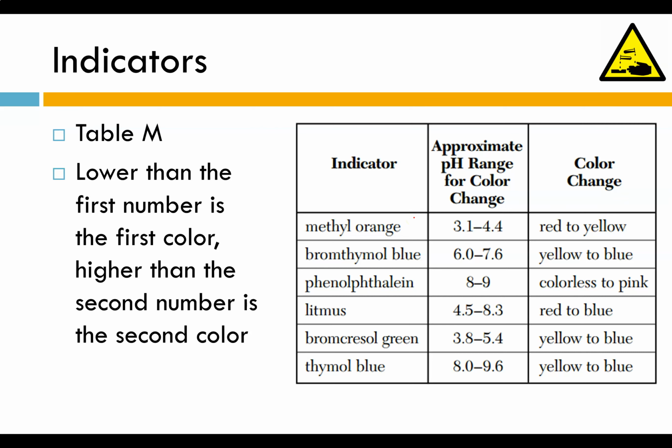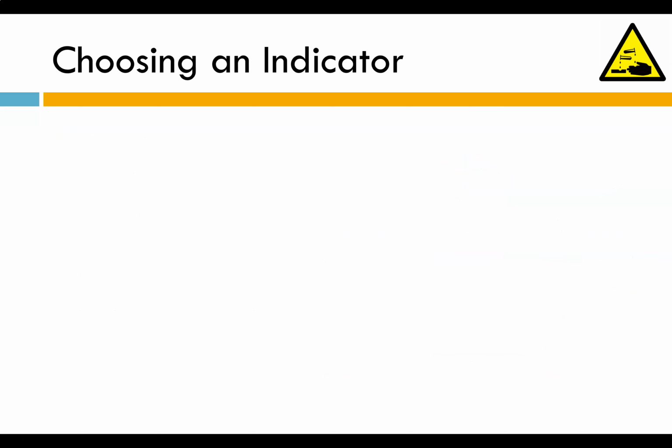So if we looked at something like bromthymol blue, below a pH of 6, bromthymol blue is going to be yellow. Above 7.6, it would be blue. So if I'm anticipating a pretty neutral equivalence point, I would use an indicator like bromthymol blue. If I'm expecting an acidic equivalence point, I would use something like methyl orange in my titration. We'll talk about what that means and reinforce it as we go.